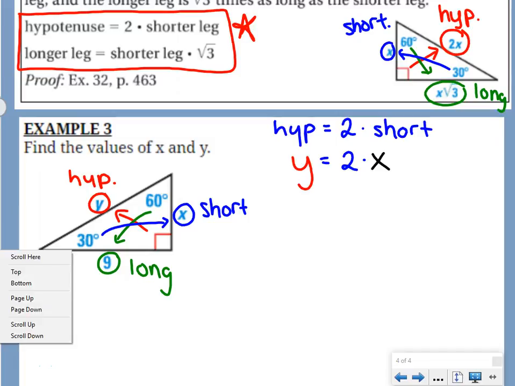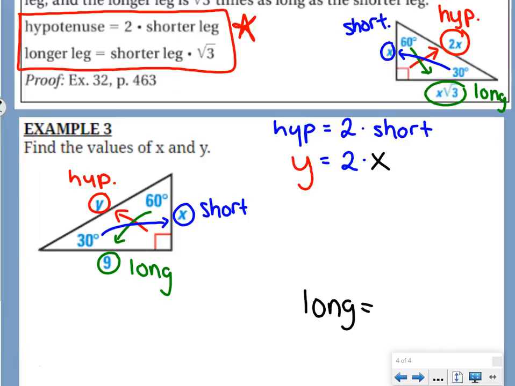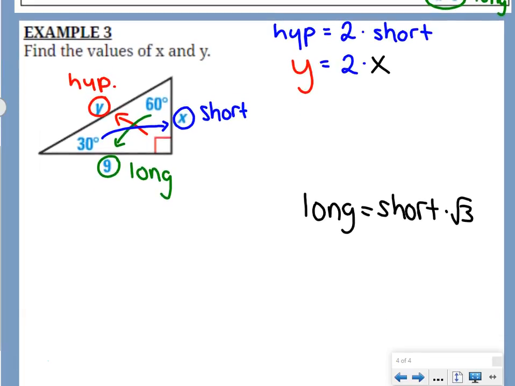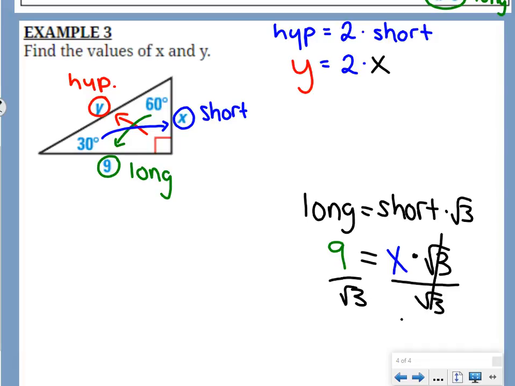So longer leg equals short leg times the square root of 3. Now we can plug in our pieces. Long leg is 9 equals the short leg, which is x, times the square root of 3. We want to get x all by itself, so we have to divide by the square root of 3. X equals 9 over the square root of 3.